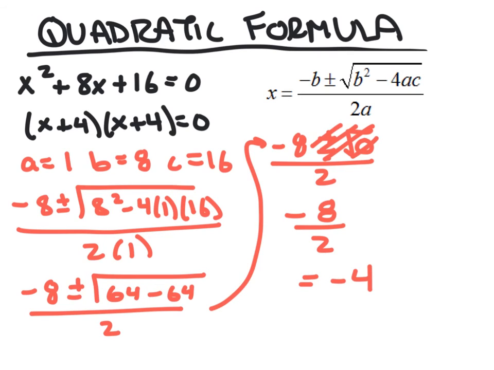That brings us back to our original finding, that the solution to this problem was just a single solution of negative 4. What does that mean? Well, it means that our parabola is sitting right there, and we solved it for its one point, the vertex. Hopefully this helps you do some solving with the quadratic formula.